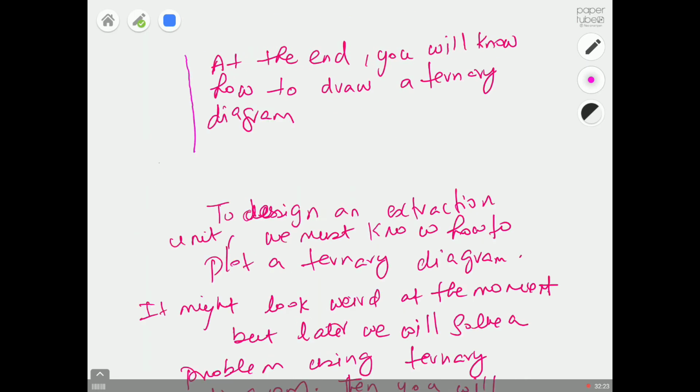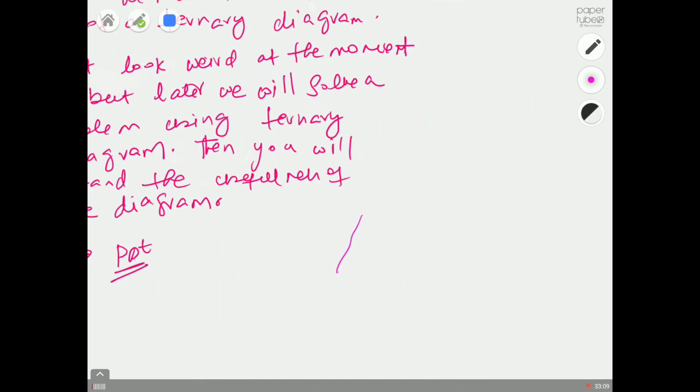I wrote it here. At the end of this exercise, you will know how to draw a ternary diagram. It's not difficult. You all know how to plot X versus Y. Now we are going to have a third component connecting these two ends. That's what you are going to do. And why do we need to plot this ternary diagram? Once you finish plotting it, there are some rules, created by chemical engineers, which allow you to design a liquid-liquid extraction unit. But to design that, we need this ternary diagram or ternary plot.